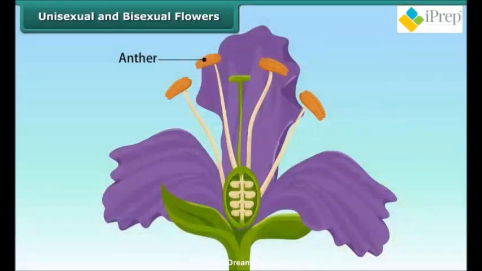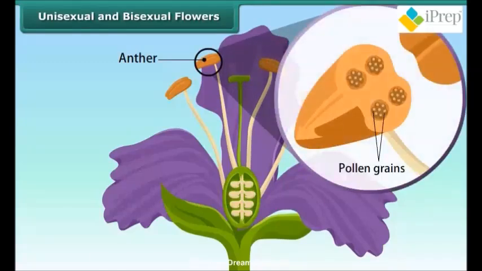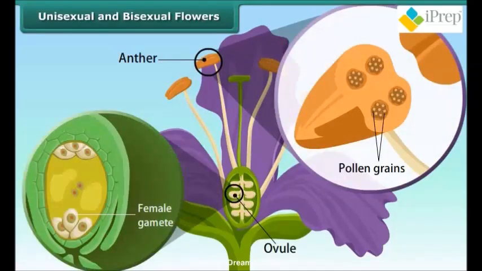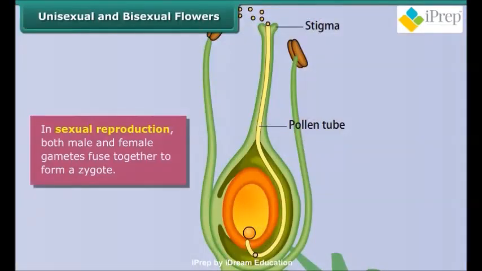The anther of a flower contains pollen grains which produce male gametes. The female gamete is formed in an ovule. In sexual reproduction, both male and female gametes fuse together to form a zygote.